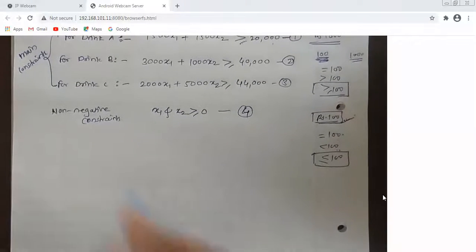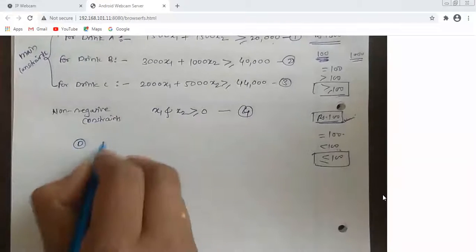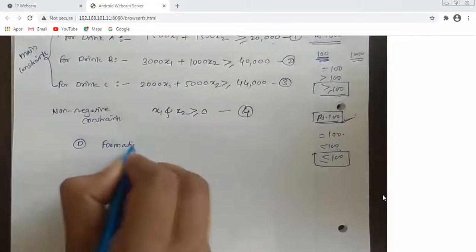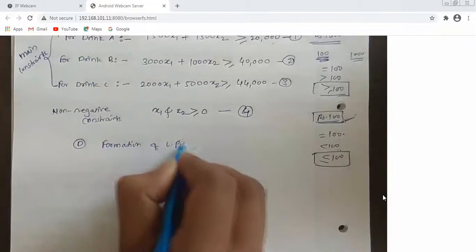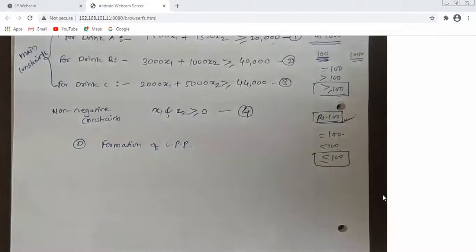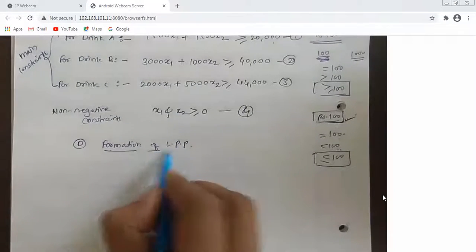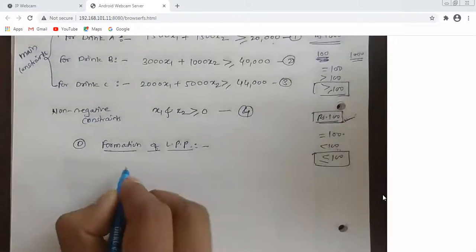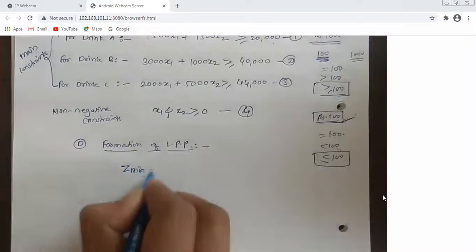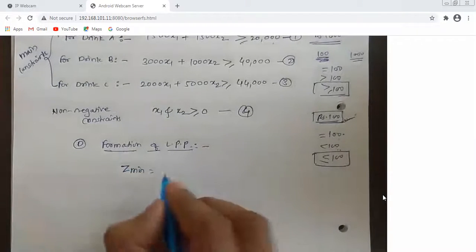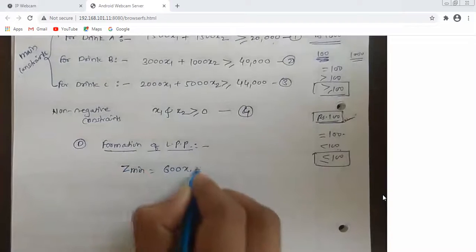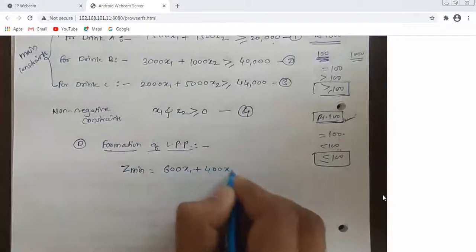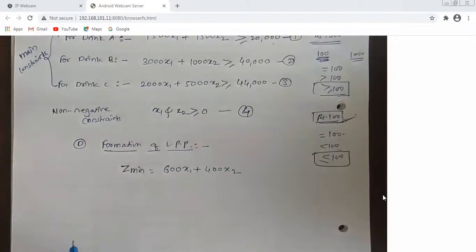And the last step in the formulation of LPP is that formation of LPP. Formation of LPP means what? We have to do the summary of all the previous 3 steps. So how do we have to write? First, we have to write the objective function. The objective function is Z minimum is equal to 600 X1 plus 400 X2. After that, we have to write down the constraints, that is, subject to constraints.